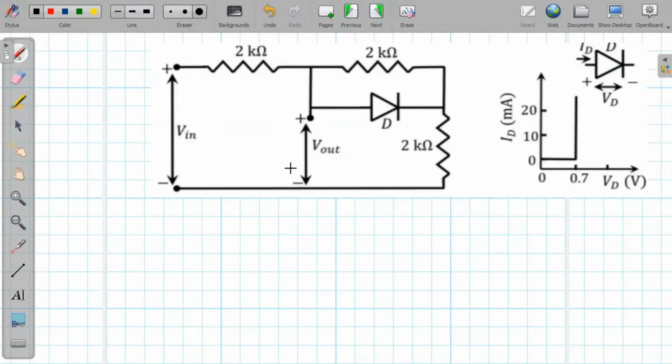So this is the circuit that is given to us and this is the characteristic of diode that are given to us. To calculate curly V out by curly V in, we will firstly have to plot transfer characteristics of this circuit. Transfer characteristics are nothing but the plot between V out and V in.